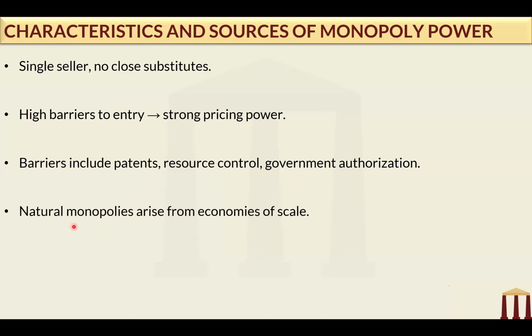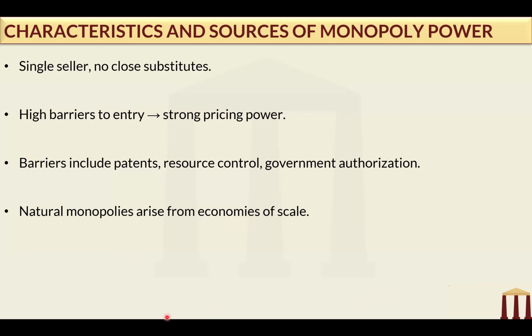Then you have natural monopolies. Earlier I discussed this. Some monopolies arise because it is economically much more efficient to have only one producer. That is what we call natural monopolies. They are characterized by very high fixed costs and significant economies of scale. I discussed the utilities part earlier, right? Water pipelines, sewer systems, electrical grids.